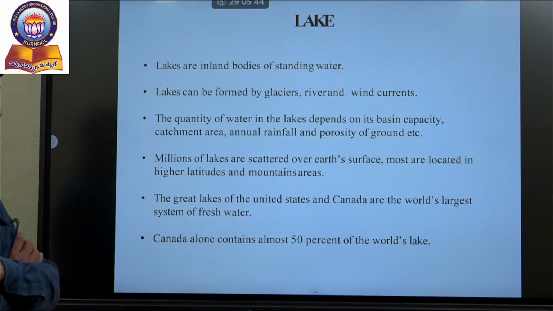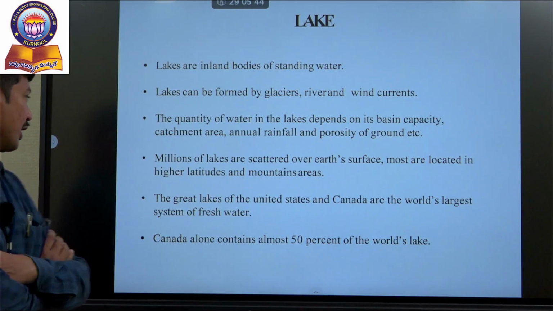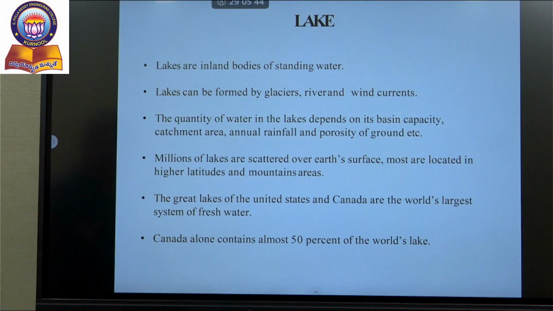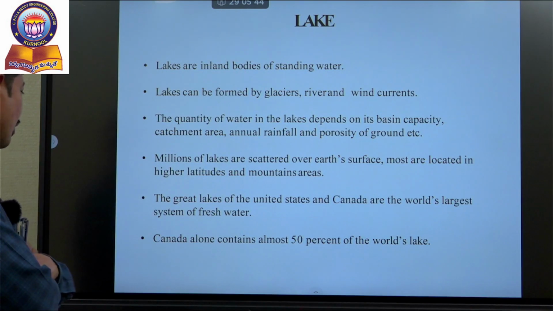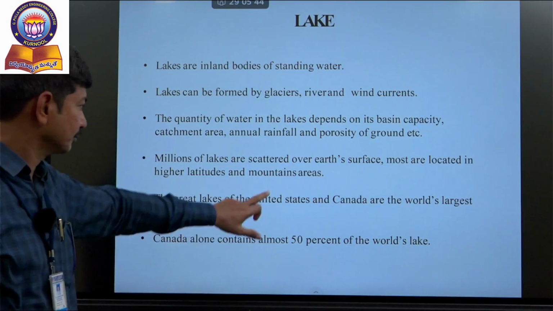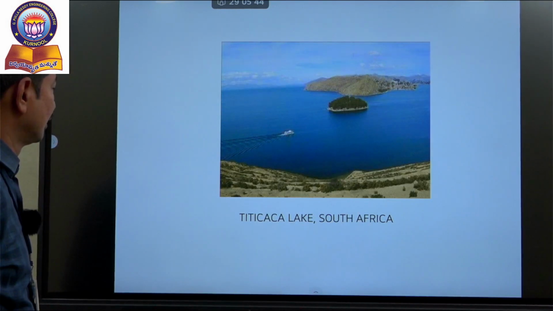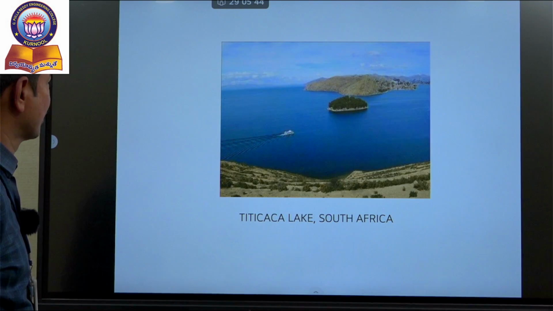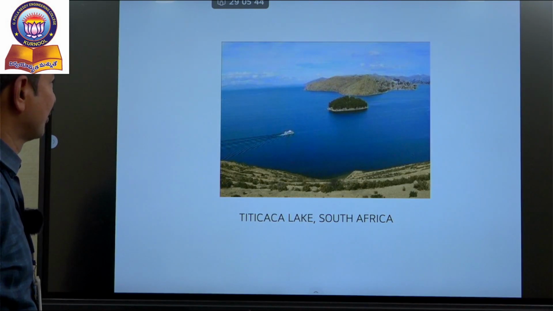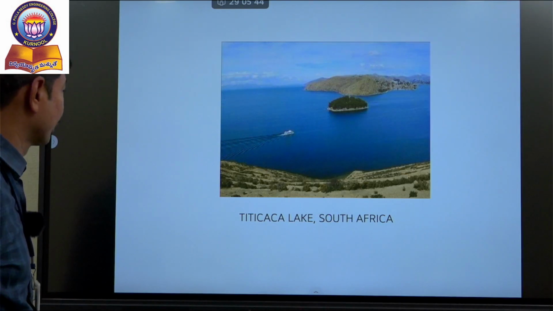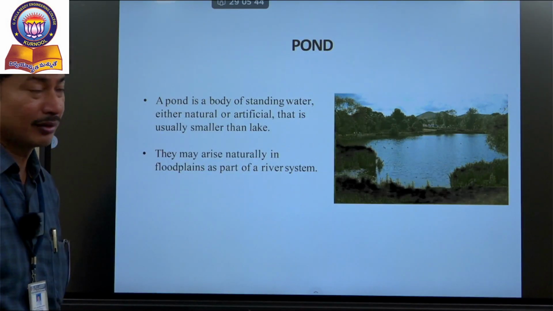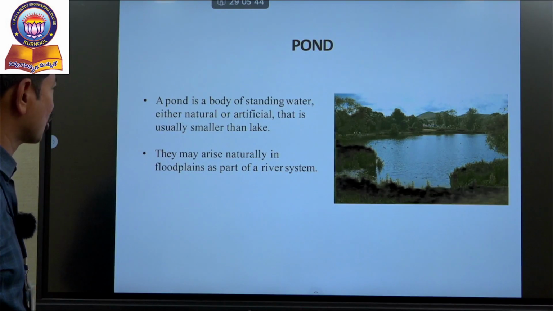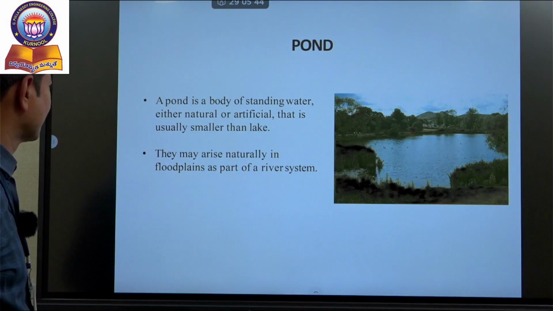Millions of lakes are scattered over Earth's surface. Most are located in higher latitudes and mountain areas. The Great Lakes of the United States and Canada are the world's largest systems of fresh water. Canada alone contains almost 50% of the world's lakes. Lake Titicaca in South America is one of the largest lakes and one of the best sources for drinking water. When compared to a pond, lake water is good. A pond is small, natural or artificial.